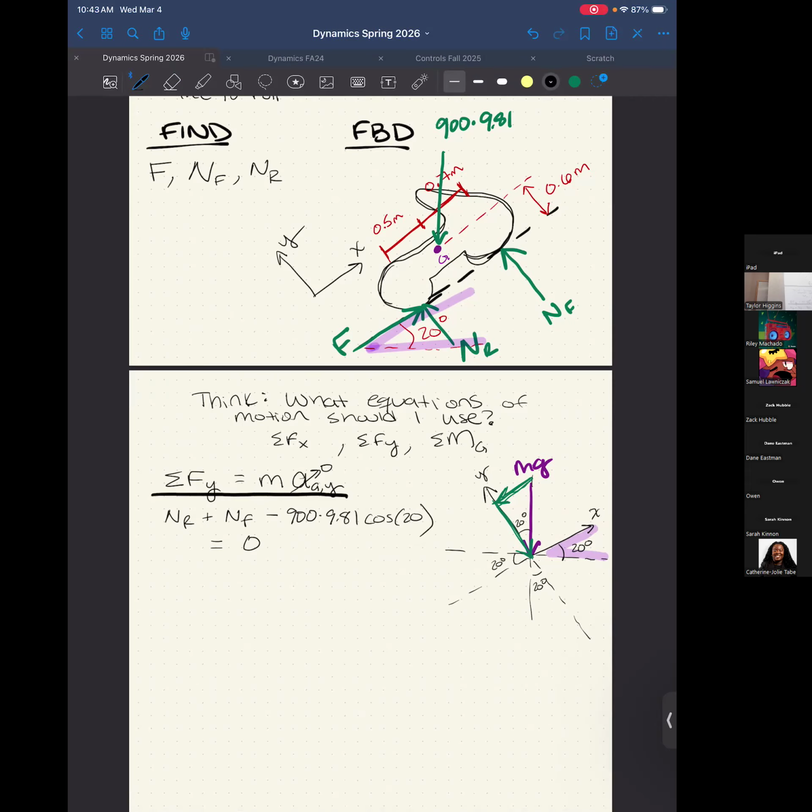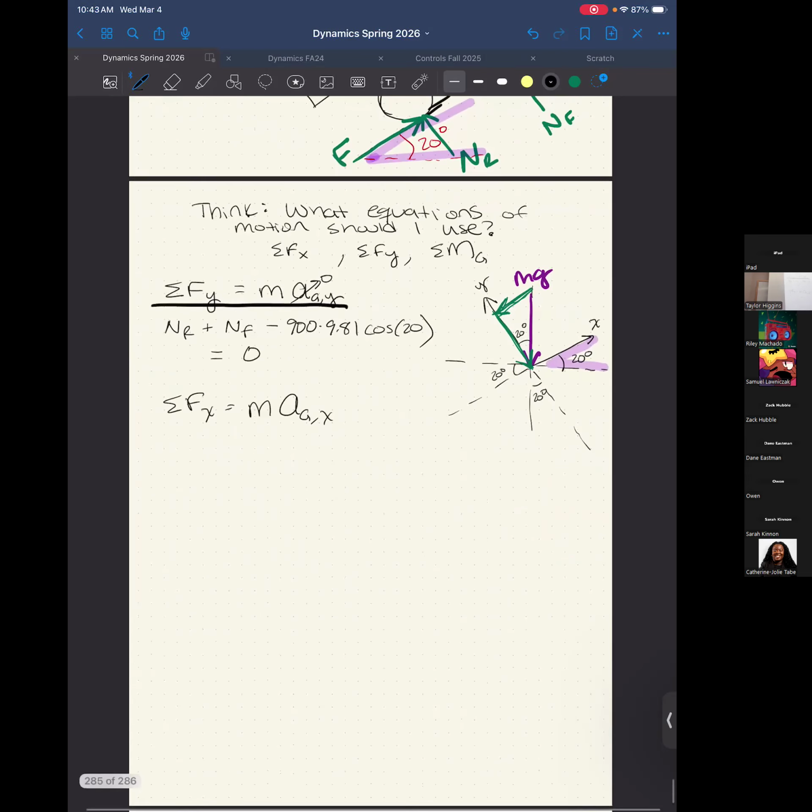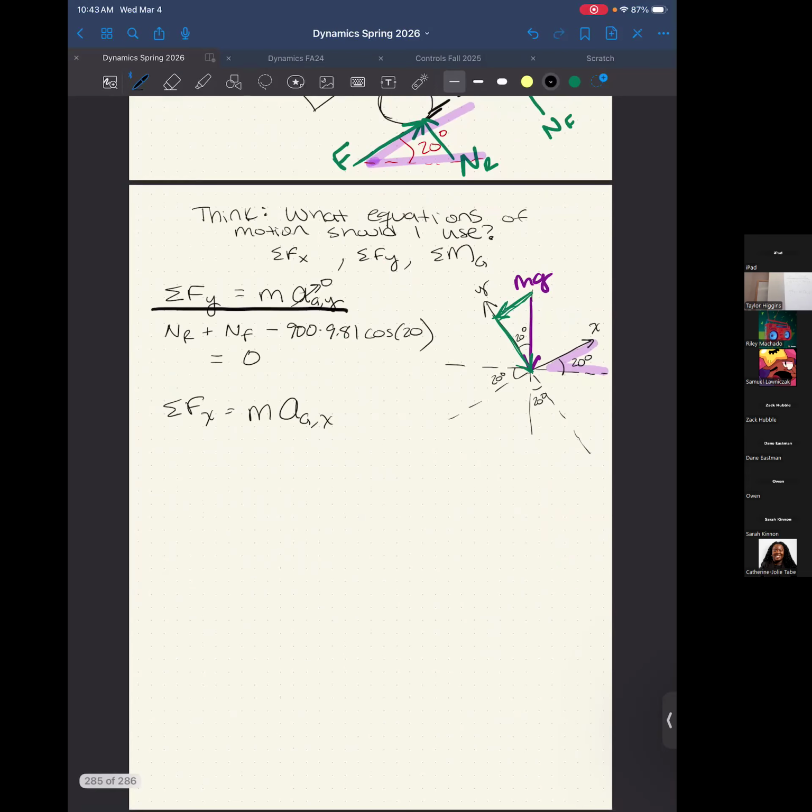What else should I do? I would do x. Okay, let's do x. Sum of forces in the x direction equals m a_G x. Yes, ma'am. Can I turn this a_G x into 0? Nope. Is it given to me in the problem? It is indeed. Yes. It's given to me in the problem as 3 meters per second squared.